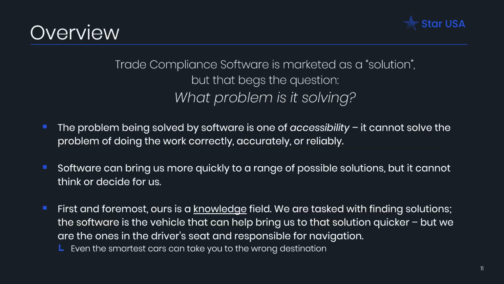So trade compliance software is often marketed as a solution, but that begs the question, what problem is it actually solving? The way that I like to think about it is the problem being solved by software is one of accessibility. It can't solve the problem of doing the work correctly, accurately, or reliably. It can only make it more accessible, more streamlined, more quick, so that we can get more done in less time. Software can bring us to a range of possible solutions, but it can't think or decide for us. And the logic trees that it follows can definitely lead us in the wrong direction.